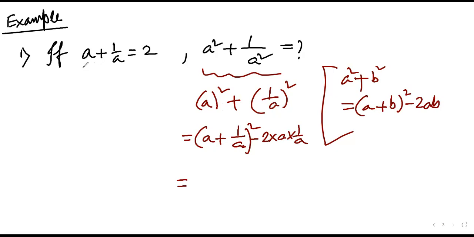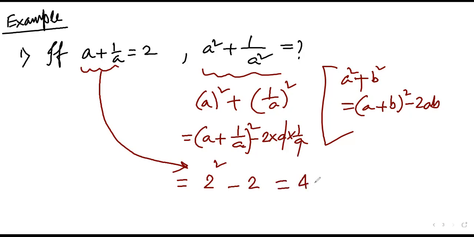we are given a plus 1 by a. We are given this, so we can just put the value of this one, that is 2 square minus 2. Why 2? This would be cancelled out, and that is why 2 into 1, that is 2. So 4 minus 2, that is 2, answer. Okay, clear?